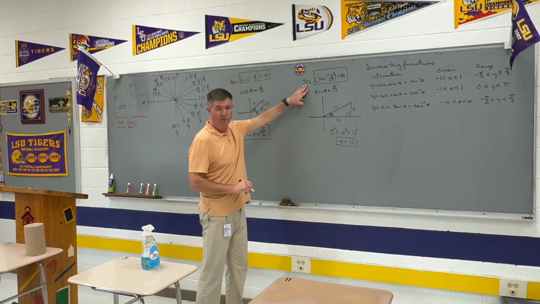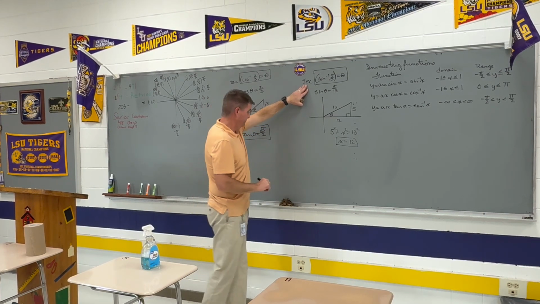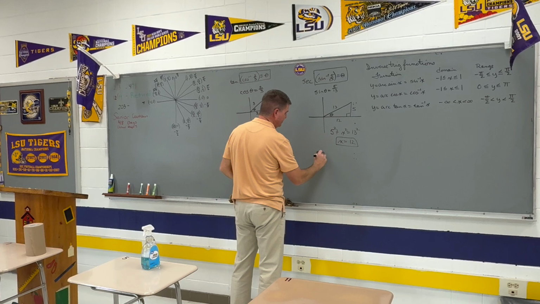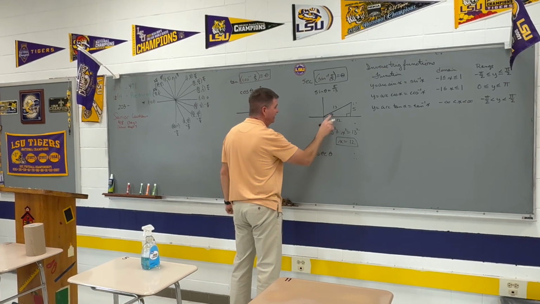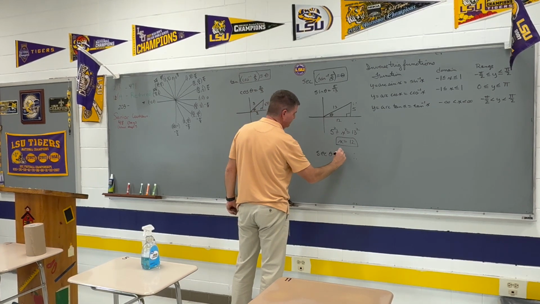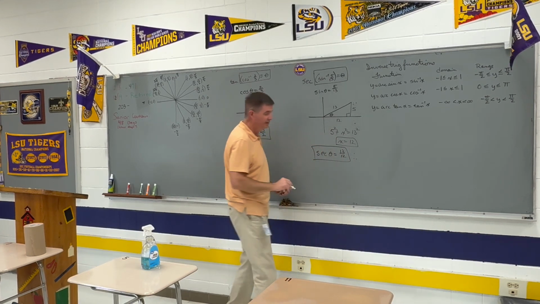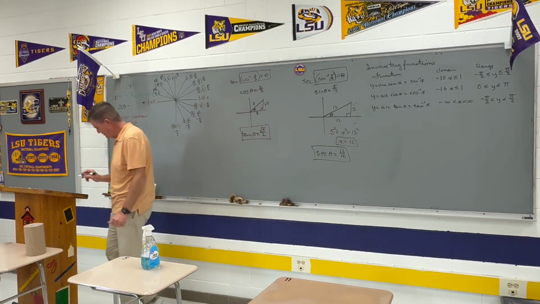And the secant is what? Secant is the inverse of the cosine. Cosine being adjacent over hypotenuse, so the secant is the hypotenuse over adjacent. So the secant of this angle theta, hypotenuse over adjacent, is 13 over 12. And that would be the answer we're looking for, 13 over 12.